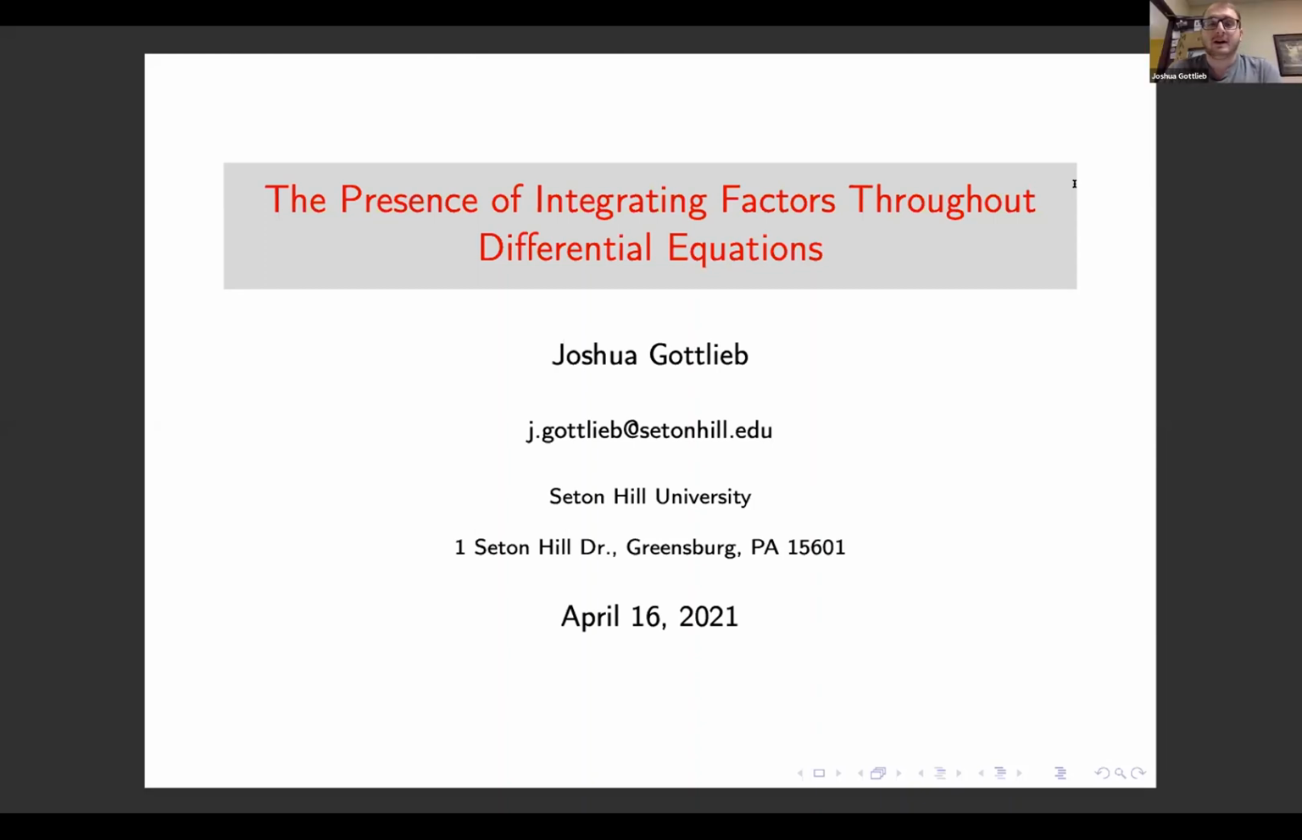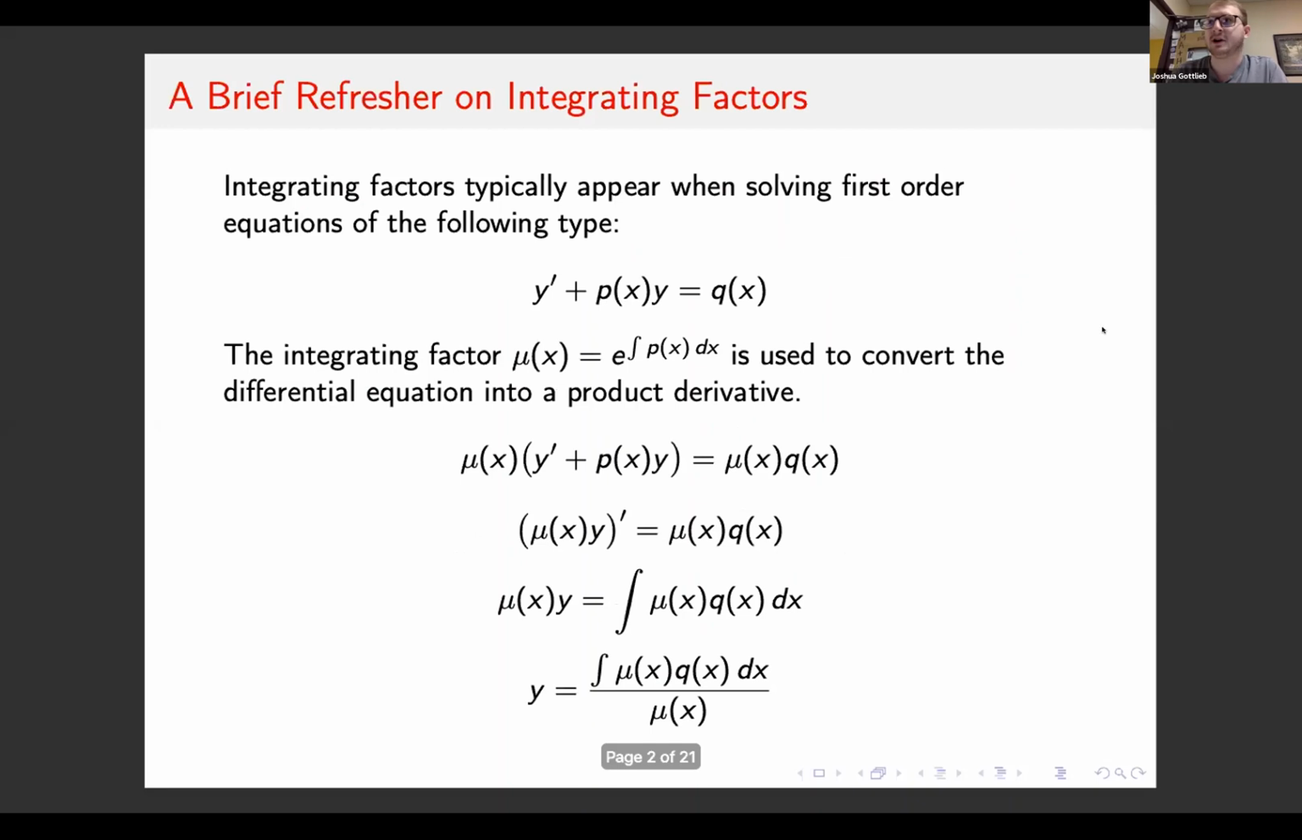Okay. All right. Hello, everyone. My name is Joshua Gottlieb. I'm a senior math student at Seton Hill University. I'm part of Pennsylvania Upsilon, and today I want to talk to you about the presence of integrating factors throughout differential equations. So a quick overview of and a refresher on what integrating factors are.